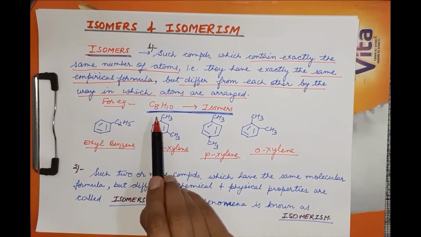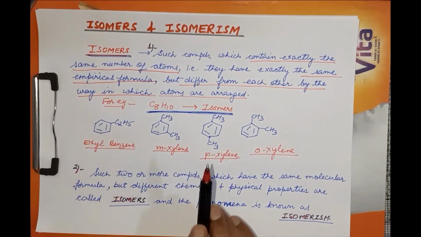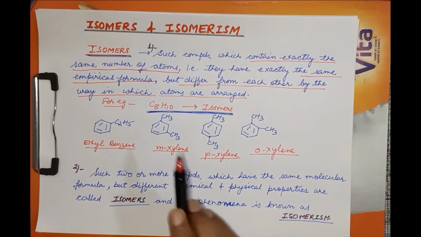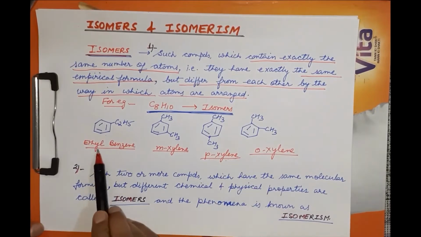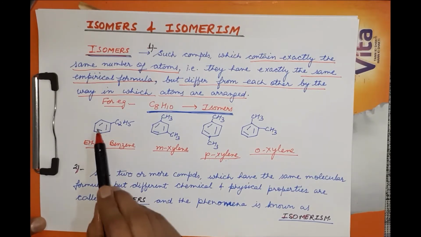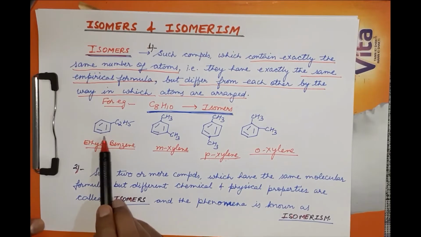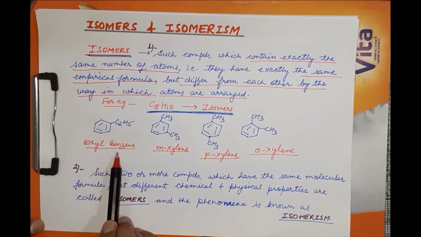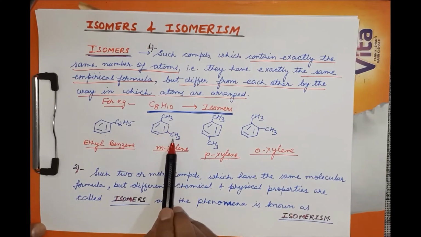Suppose we take the molecular formula C8H10. C8H10 means 8 carbon atoms and 10 hydrogen atoms. This molecular formula can be written in these 4 ways. The first way we can write it like this: ethyl benzene, where a benzene ring is there with one C2H5 group. If we calculate here, we will find it is C8H10. The next is metaxylene, where a benzene ring is there and 2 methyl groups are arranged at the meta position to each other.